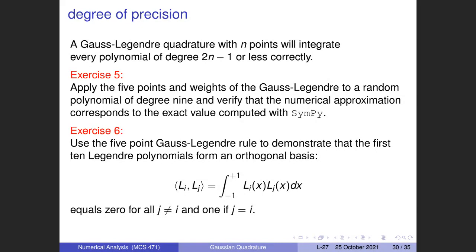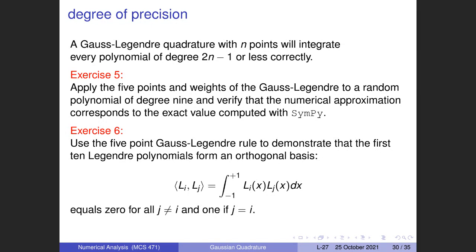So let's verify this. You generate a random coefficient vector with 10 entries, since a polynomial of degree 9 has 10 coefficients. You apply the Gauss-Legendre rule. There is a simple function that does this in the notebook. And then you verify, using the integrate command of SymPy, that your random polynomial of degree 9 is actually integrated correctly up to machine precision.